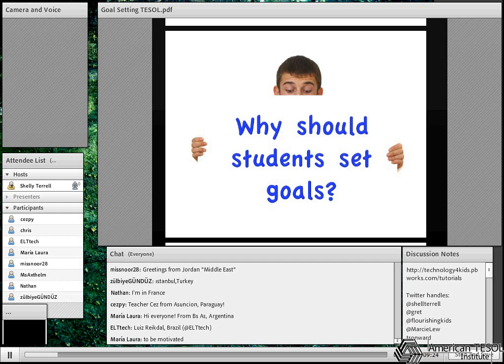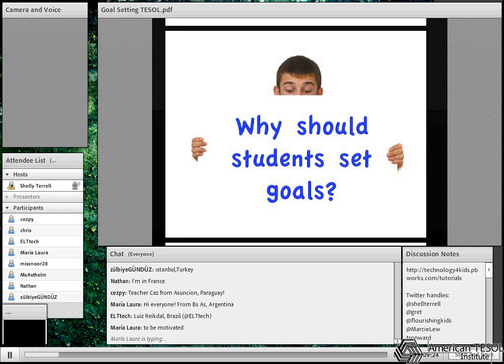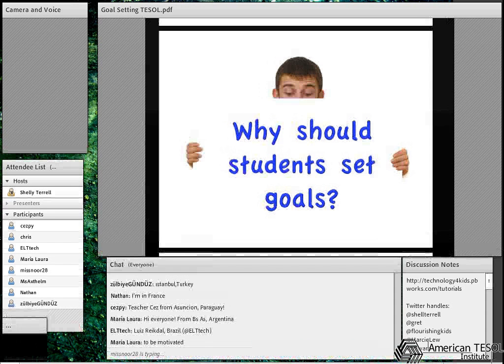Exactly, that's the key word there, Maria, is to be motivated. That's a very good answer. It leads to student motivation. Sometimes our students, you know, they come into the classroom and maybe their parents force them or their work forces them or some other things force them. So it's important that students set goals. I'll wait for some more answers. But to be motivated, to know where they are going, yeah, that's another really great answer too.